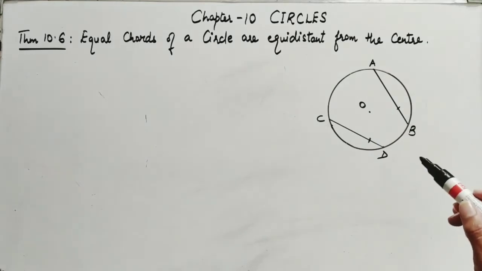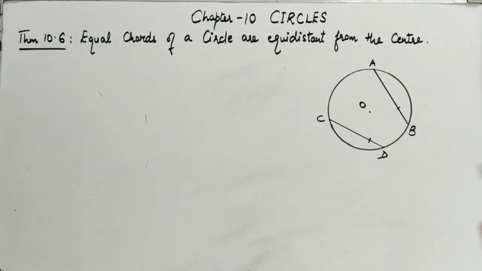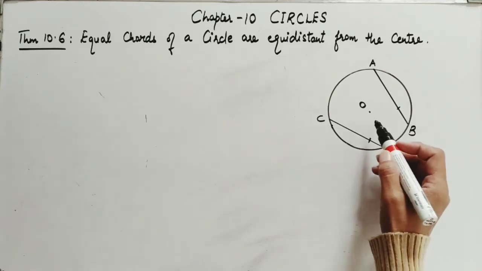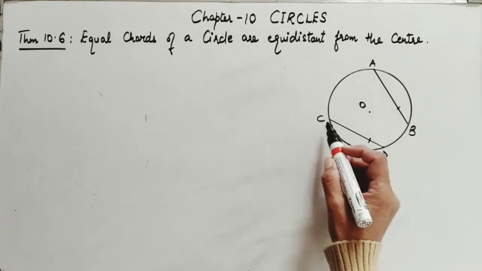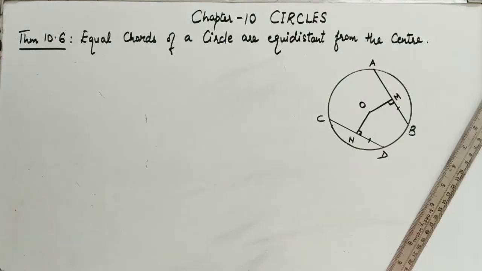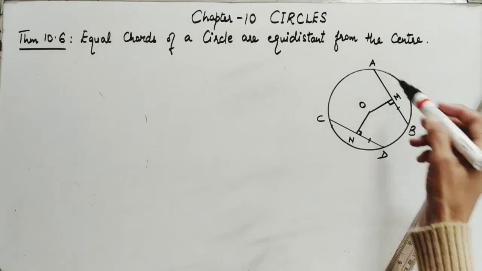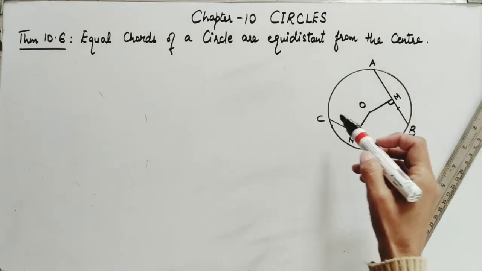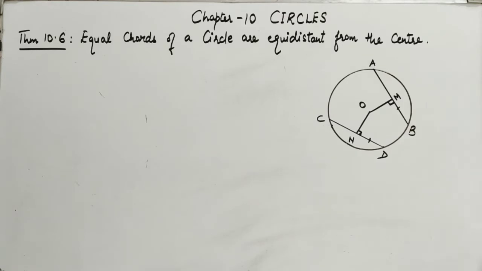And remember one thing, whenever we check the distance of any line segment from any point, it is always the perpendicular distance. So what we need to do, we would construct perpendiculars from the center to fall on AB and CD. So perpendiculars are drawn. OM is perpendicular to AB and ON is perpendicular to CD. So let's begin with the given information.